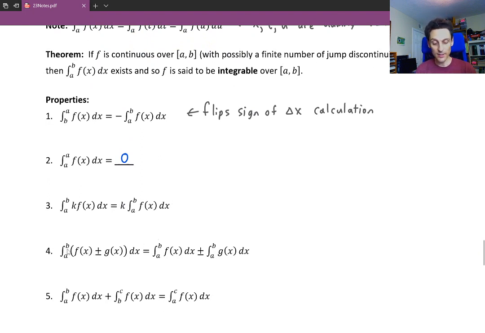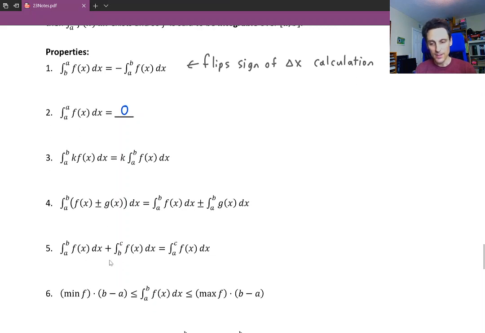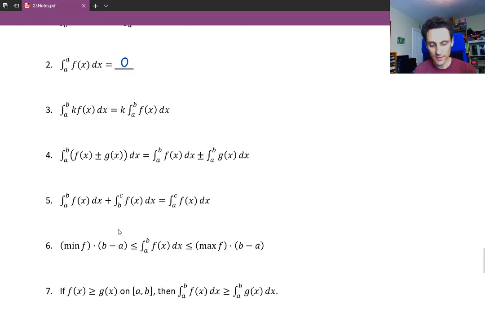Similarly, definite integrals distribute across addition and subtraction because sigmas and summations and limits also distribute across addition and subtraction. Now, this fifth property is kind of specific to definite integrals. It says that the integral from a to b plus the integral from b to c is going to be equal to the integral from a to c. Or in terms of area, the area under the curve from a to b plus the area under the curve from b to c equals the area under the curve from a to c.